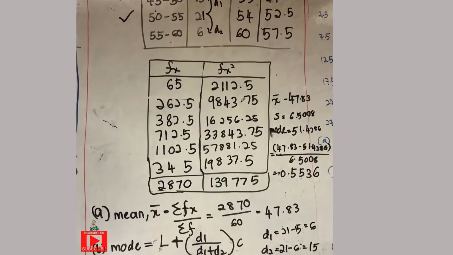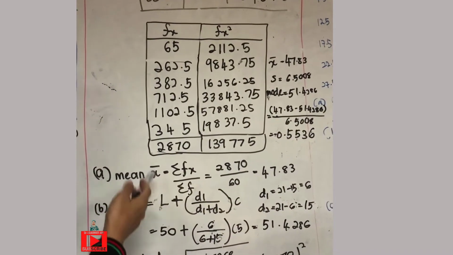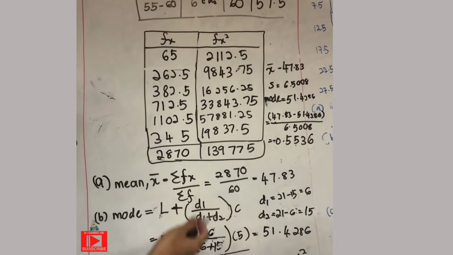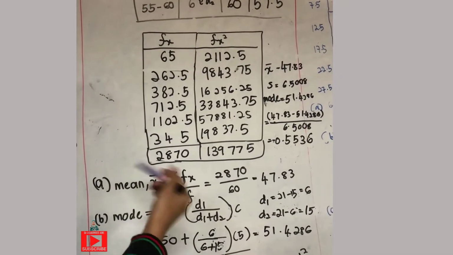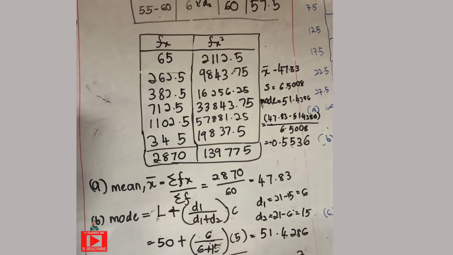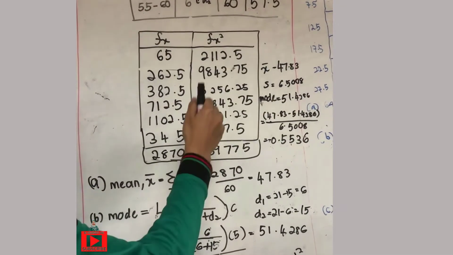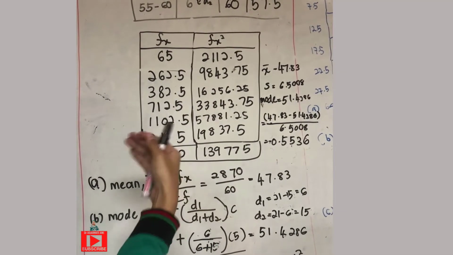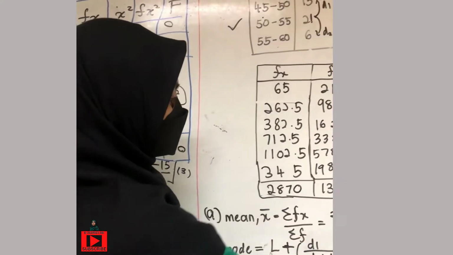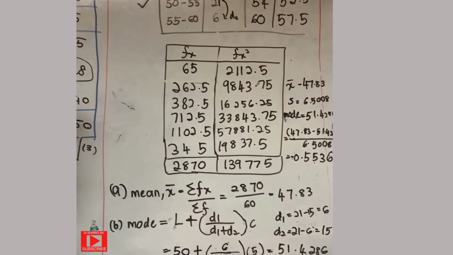Then for the first question, the mean. To find the mean, we need to use the summation of fx divided by the summation of frequency, and then just substitute the data that we have calculated, and the answer is 47.83.